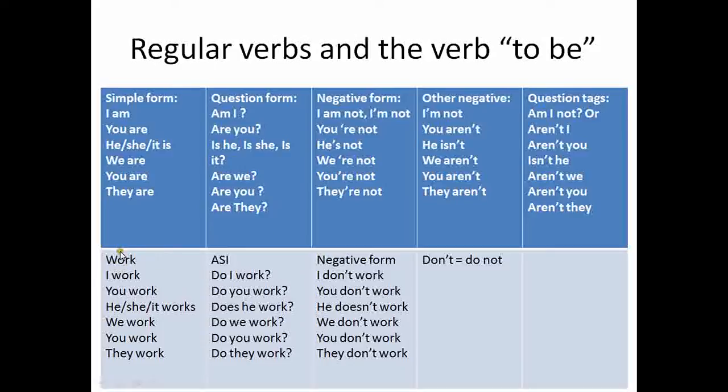Here I have work. So here's the conjugation. Notice for the third person, it's works. Okay? For the third person, we put an S at the end of most verbs. He works every day. She works in an office. It works very hard. Okay? And then the rest is I work, you work, we work, you work, they work.